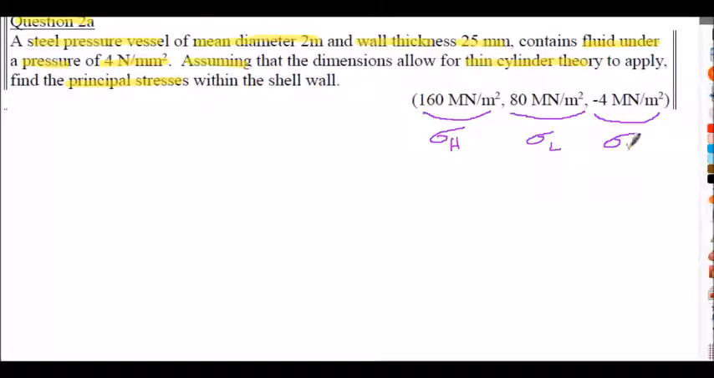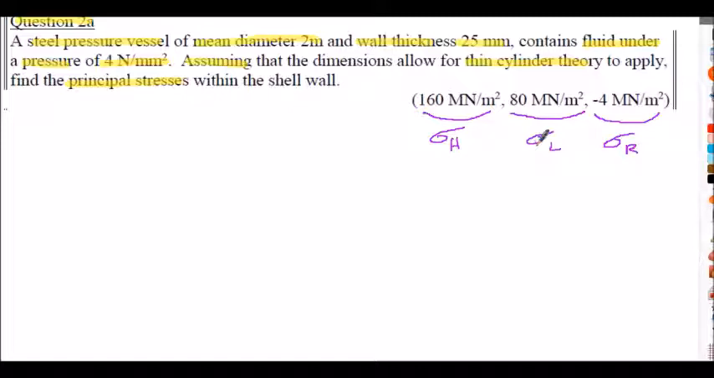We're not usually interested, but I think the question is just trying to highlight to us how negligible the radial stress is compared to the hoop and the longitudinal, because the hoop's 160, the longitudinal is half of that, 80, and the radial stress is equal and opposite to the applied pressure. So the pressure is 4 newtons per millimeter squared, so the radial stress is negative 4 newtons per millimeter squared, or 4 meganewtons per meter squared. So it's very small compared to the longitudinal and the hoop stresses here. So that's why we kind of ignore it. But they've put it in the question anyway, just to make you aware of it.